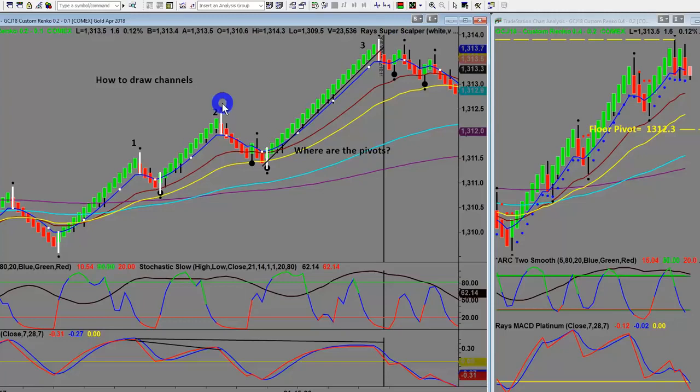Now if you get a good strong divergence trade well away from a pivot, you know that you're probably going to get a bounce and then a trend continuation. And I've just got here just one little tip.